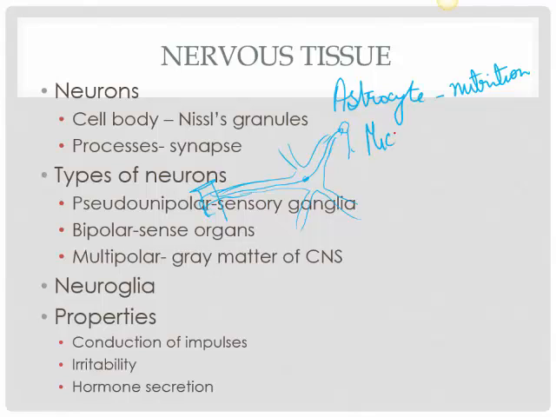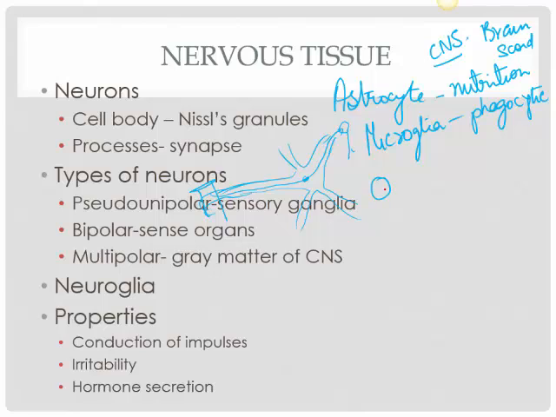Second is a cell called microglia, which is the phagocytic cell in the central nervous system. This is phagocytic. Astrocyte and microglia are present in the central nervous system, which means in the brain and spinal cord. So we see these cells in this area.